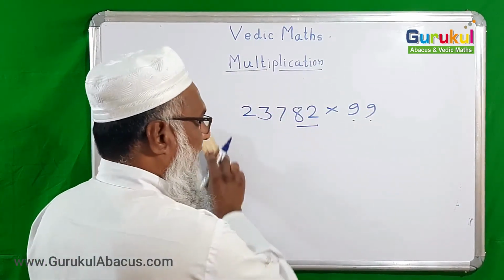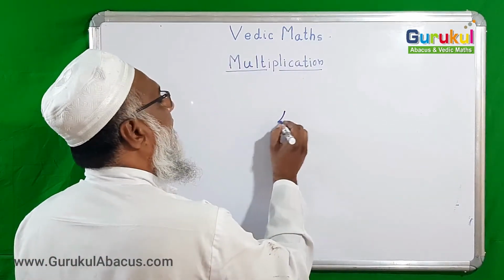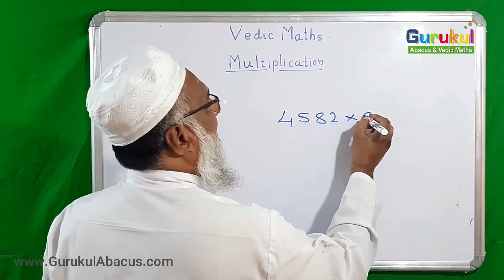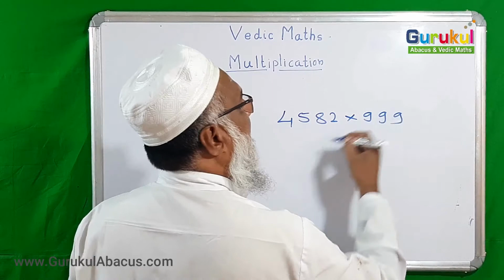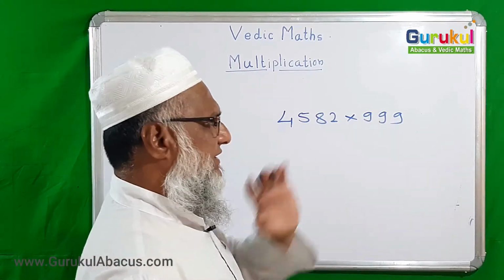Now the example is 4,582 multiplied by 999. Here now a 4 digit number multiplied by a 3 digit greatest number.